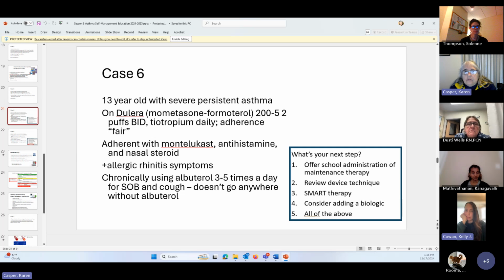You have one vote for check spacer technique. I was going to vote for SMART therapy, but I'm not a clinical person, so what do I know? And so shall I go to the next slide? Yeah.